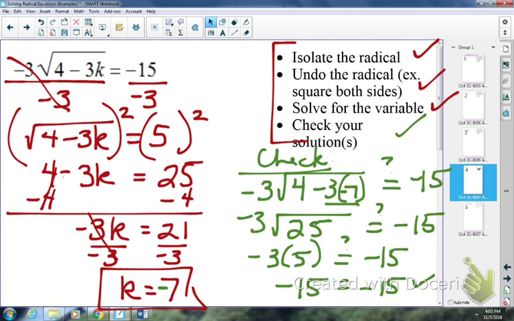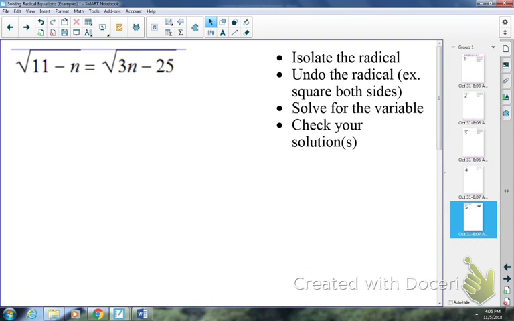Okay, so we've got one more problem we're going to take a look at here today. Hopefully everything is going smoothly so far. And that is this problem here. So we have the square root of 11 minus n is equal to the square root of 3n minus 25.